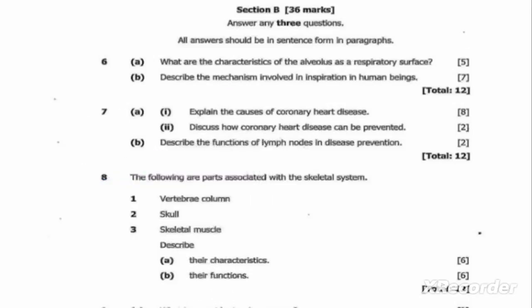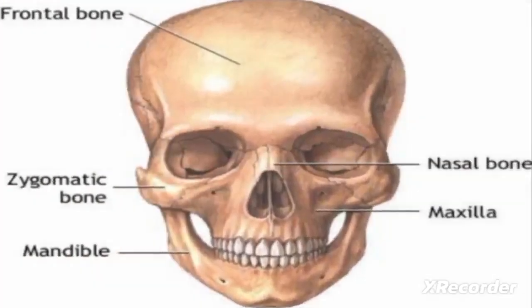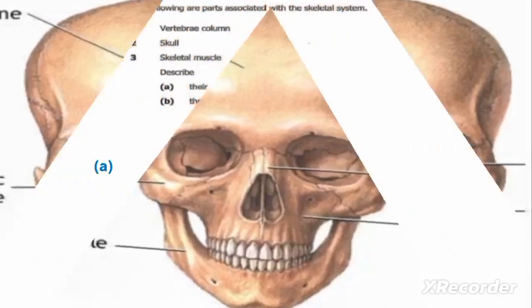We are also going to give characteristics of a skull. A skull is made up of the upper jaw and the lower jaw. The upper jaw is also called maxilla. The lower jaw is also called mandible. We can see the frontal lobe, we can see the nose bone, and we can see the zygomatic bone.